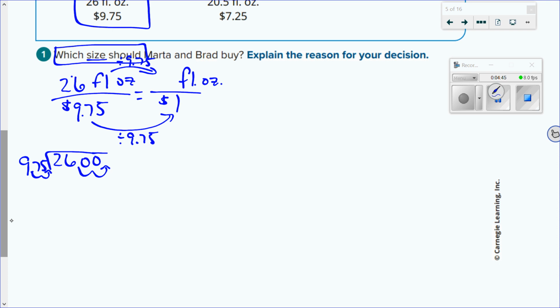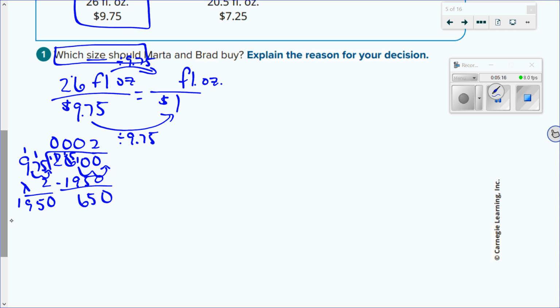Well, 975 is about 1,000, right? So will 1,000 go into 2? Nope. We'll go to 26? Nope. We'll go to 260? Nope. How many times do you think it'll go into 2,600? Twice. Twice is a good guess, so let's check it. So multiply it by 2, we get 1,950. So I subtract 1,950. I get 650. 650 is less than 975, so our guess was good.